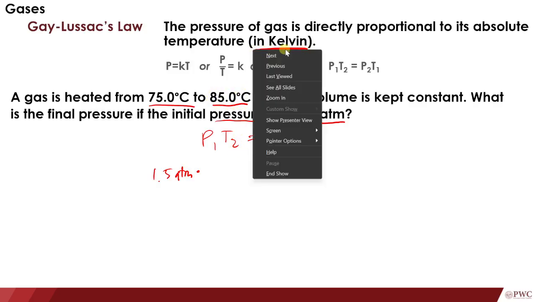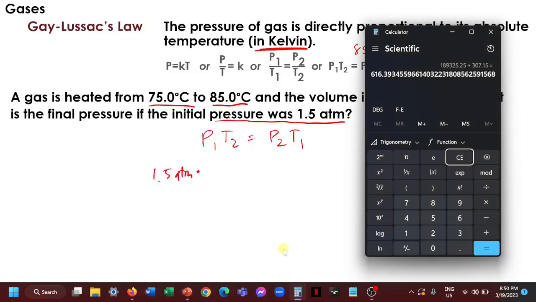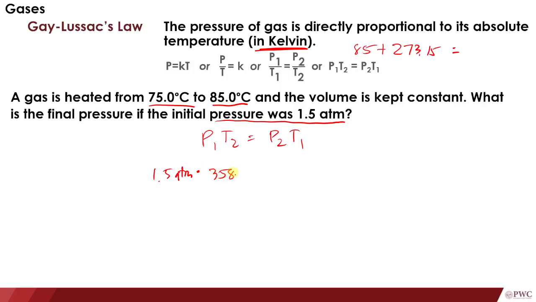Okay, so the initial pressure is 1.5 atmospheres times the final temperature, which is 85 degrees Celsius. Again, this has to be in Kelvin. 85 plus 273.15, we have 358.15. So 358.15 Kelvin is multiplied by the final pressure.